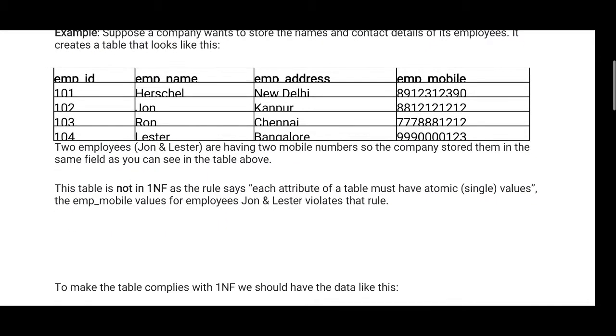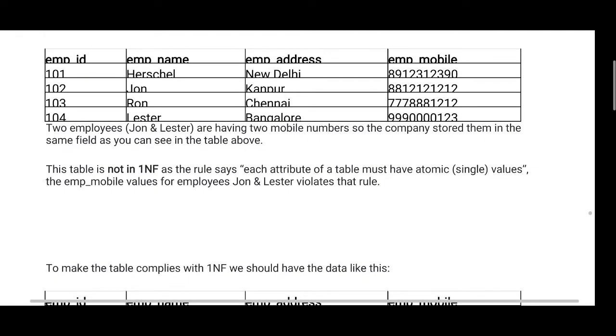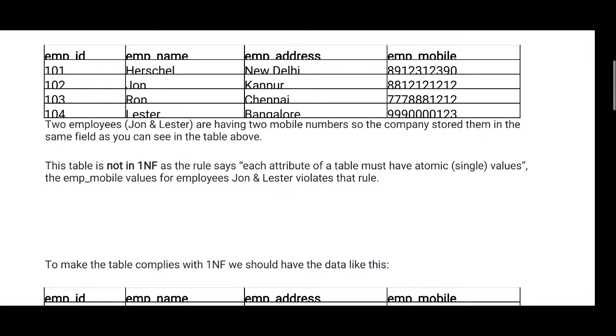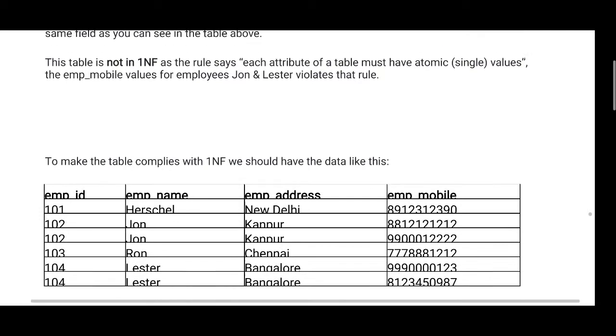The table is not in first normal form because the two persons have double mobile numbers. It's not displaying here mobile number. It says each attribute of a table must have atomic, that is single value. The employee mobile values of employees John and Lester violate the rule. To make the table compliant with first normal form, we should have the data like this.